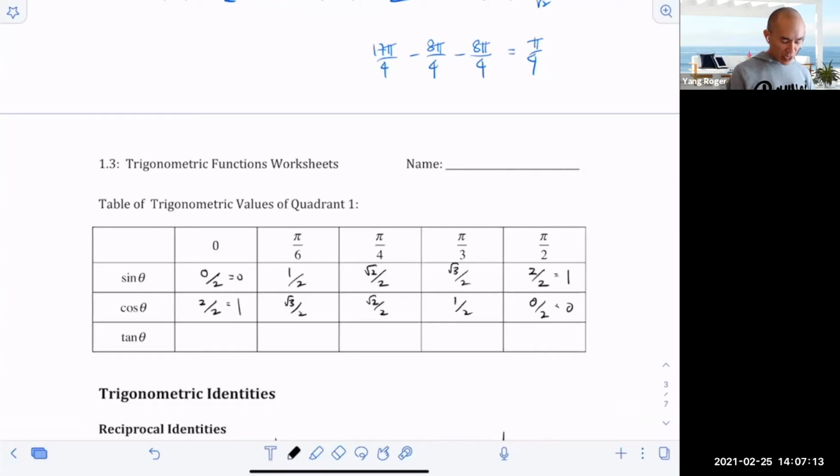Now for tangent, we are going to use that quotient identity. So it's important. So I'm going to remind you again. Sine theta divided by cosine theta. But the way I wrote my chart, I have sine theta automatically on top of cosine theta. So I'm just going to divide those two numbers. So 0 divided by 1 is 0. 1/2 divided by rad 3 over 2 is 1 over rad 3.